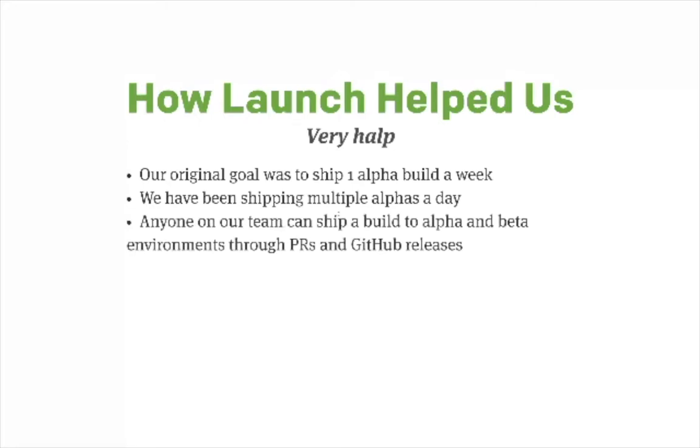And now we've also accomplished our goal where anyone on our team can ship a build to alpha and beta environments through pull requests. We actually use the GitHub releases, GitHub tag system, but you could easily do this using pull requests as well. We did that for a while, where you'd have an alpha branch and a beta branch and a production branch, and you just merge into that branch to deploy, and that's easy to do. We decided to go with the GitHub releases. We find that a little bit easier to manage.